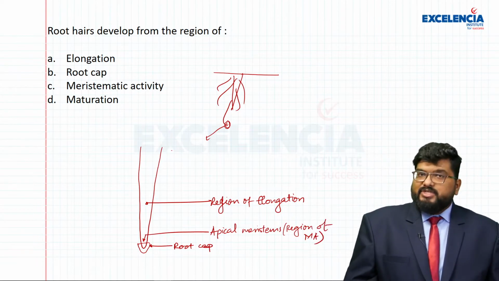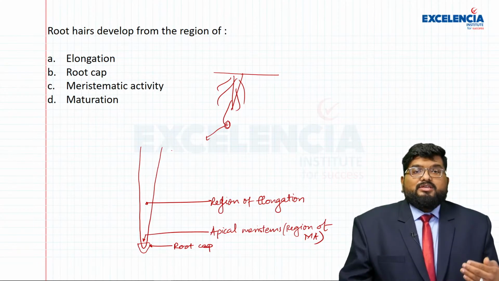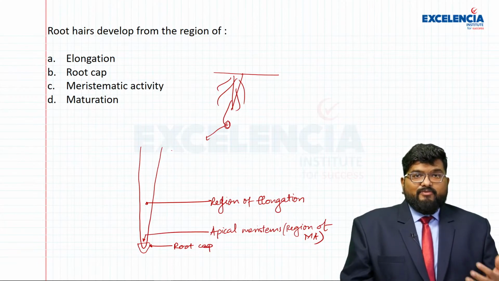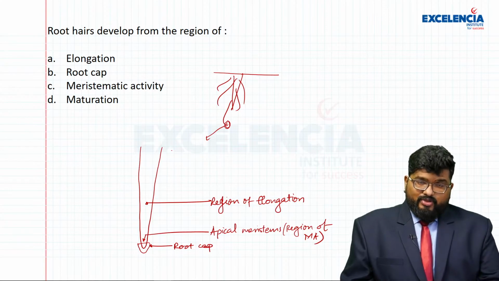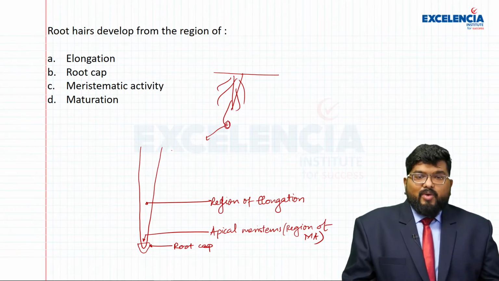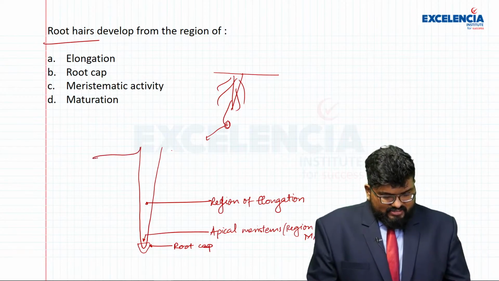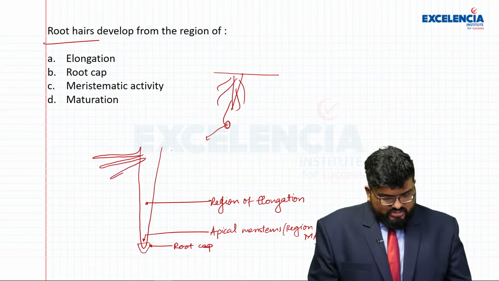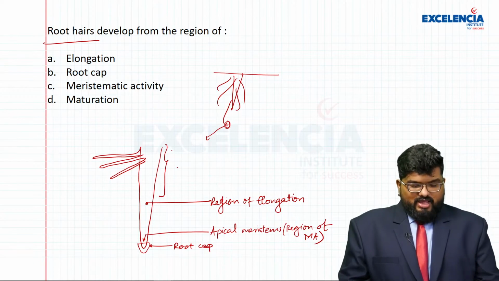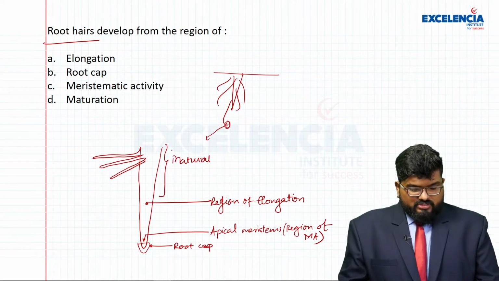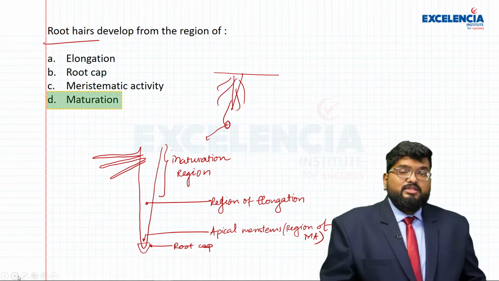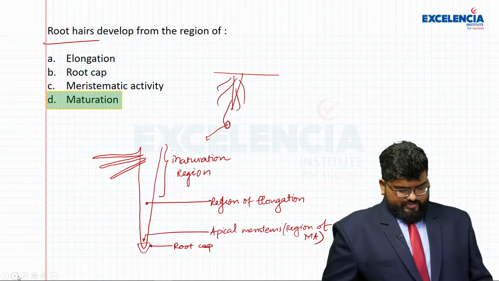Now, when do we say that a cell has matured? We say that the cell has matured when it has attained its functionality, when it has become completely functional. So if the function of the root is absorption of water and minerals, what it requires is the root hair. When the cells give rise to root hairs in all the directions, these cells are said to be matured. That is the reason the region where the root hairs are seen is known as the region of maturation. Got it? So where will you find root hairs? You will find root hairs in the region of maturation. Got it? Simple enough? Great.